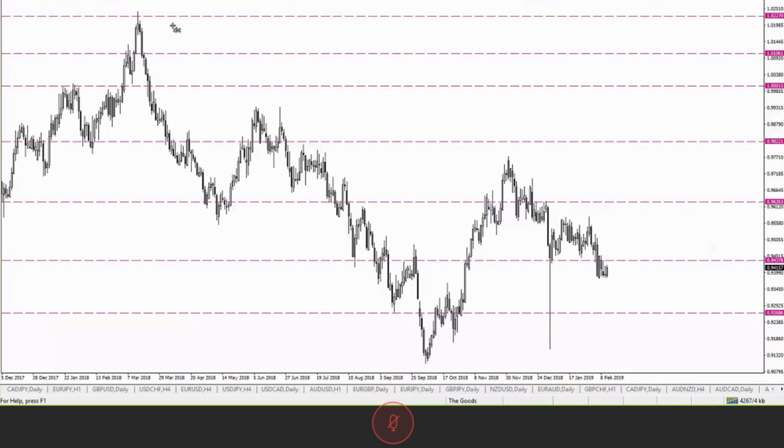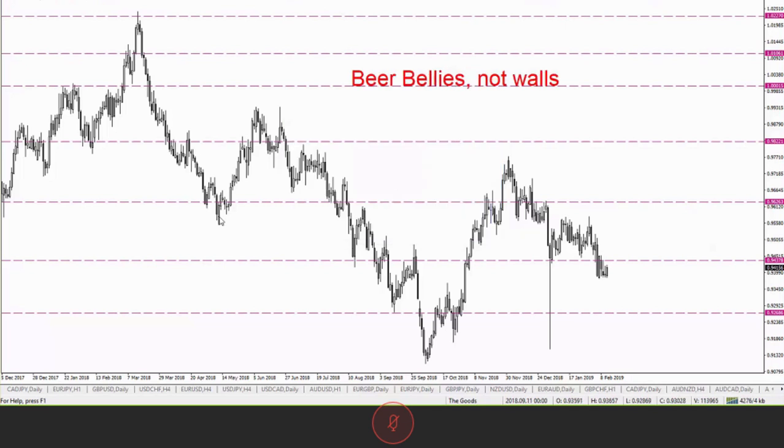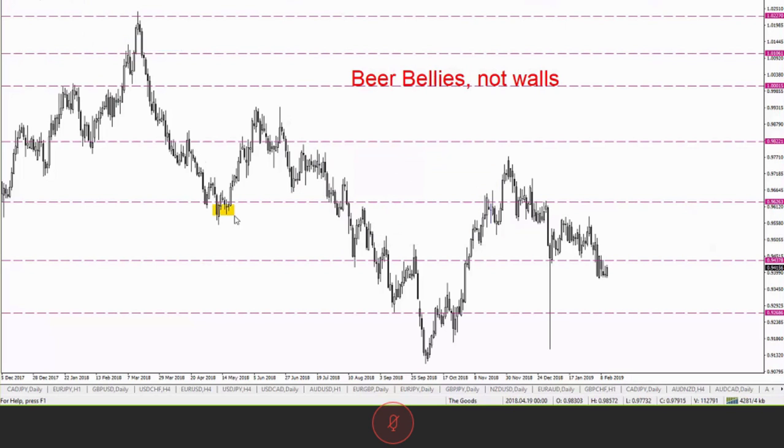Now, a couple of hints that I found. First of all, these are not walls on the chart. They're beer bellies. Beer bellies, not walls. What I mean by that is, I don't see how the market came down here and did this little thing right here. I don't expect that the market's going to fall from this pseudo kangaroo tail here at 102.30 and come all the way down here and just bounce and rebound hard.